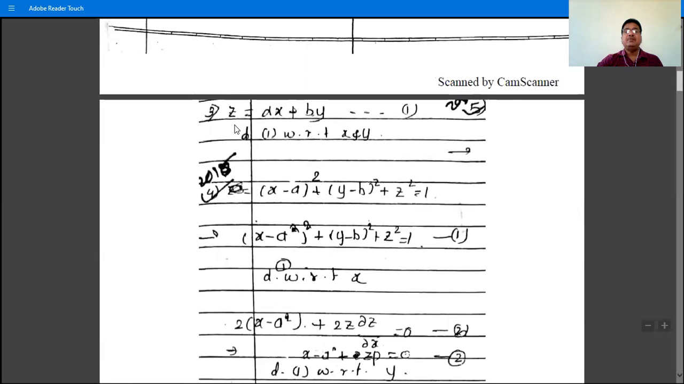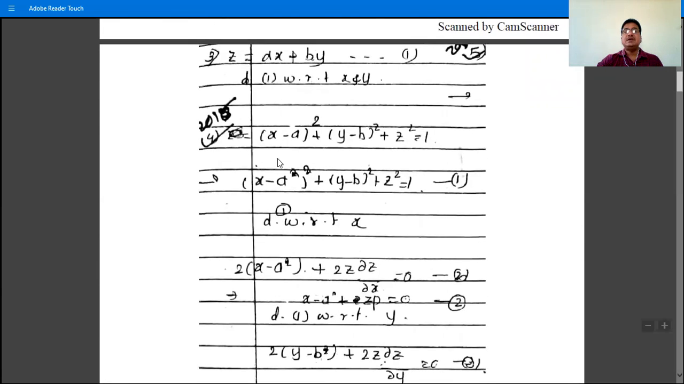So same type problem, we have to eliminate a and b. z is equal to ax plus by. So differentiate with respect to x and y. We have the very obvious answer. ∂z/∂x, that is p, is equal to a, and ∂z/∂y is b. And then if we substitute a and b in this equation number 1, that p and q, so z is equal to px plus qy is the solution of this problem.